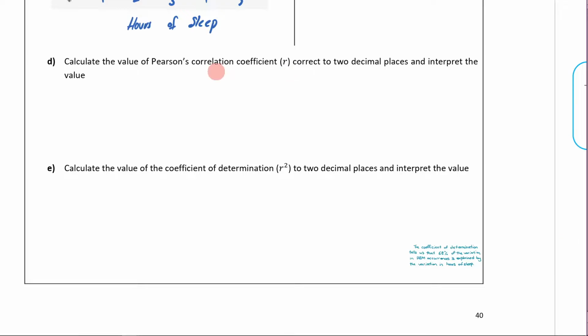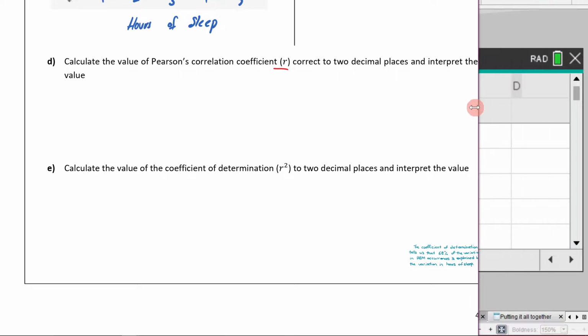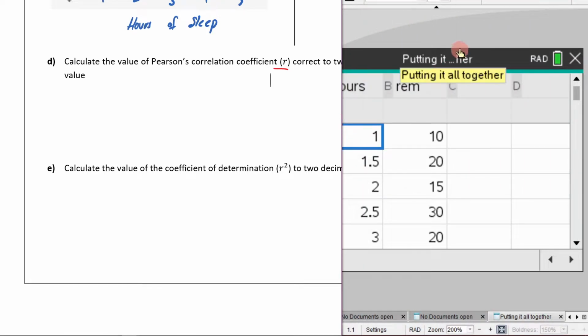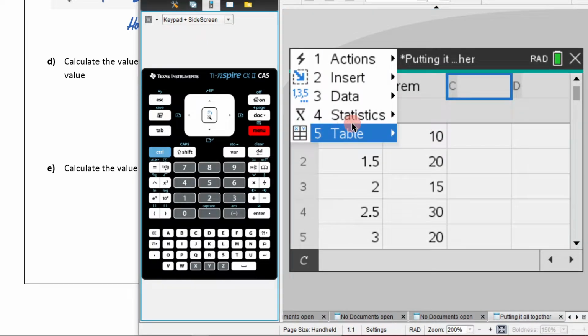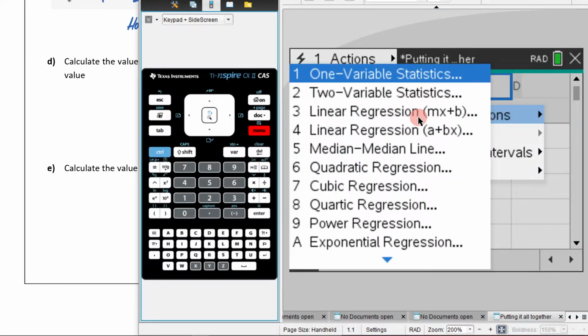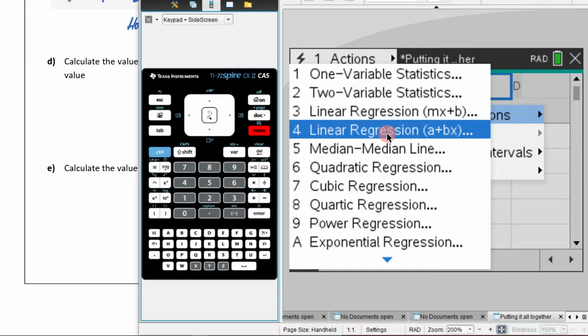Okay, so calculate the value of Pearson's correlation coefficient R, correct to 2 decimal places. This is where we're going to use our CAS calculator. So we're going to come over here. And as you can see, I've already put in the relevant information. So I've got hours here. I've got REM here. To figure out what my R value is going to be, I'm going to go menu. I'm going to go statistics. I'm going to go stat calculations. I'm going to go linear regression.